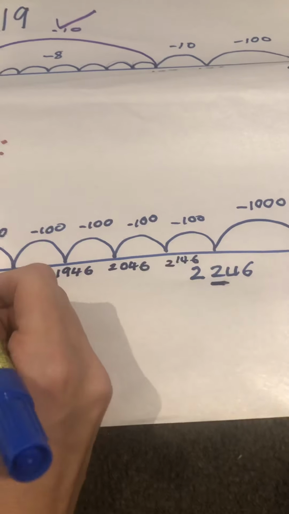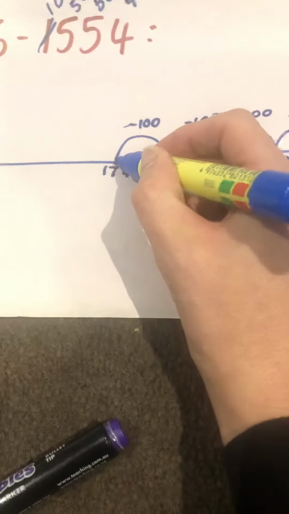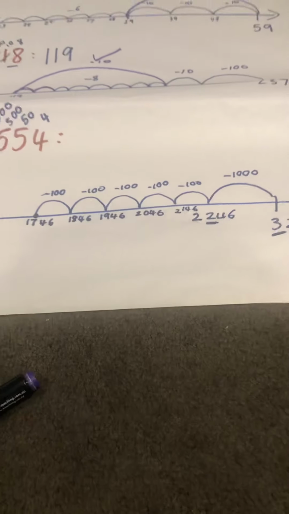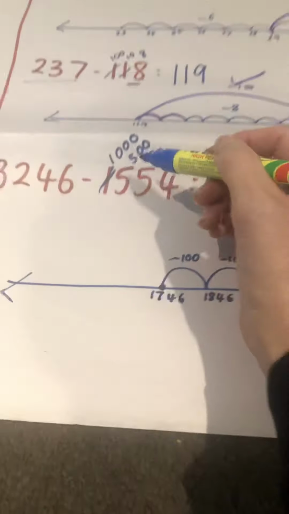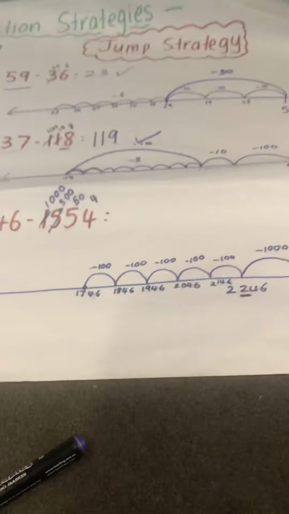1,846. 1,746. Okay, so that's what number I land on when I've taken away my 500. 1,746. So that's the one that's a bit tricky. All right, now let's do take away 50.